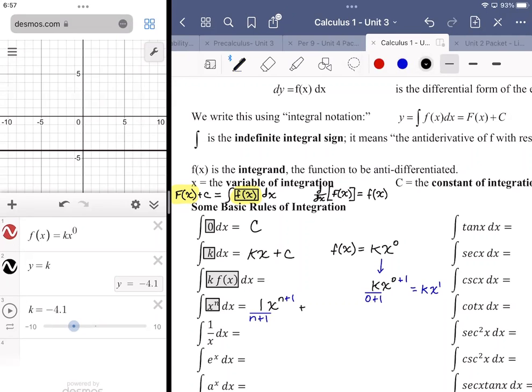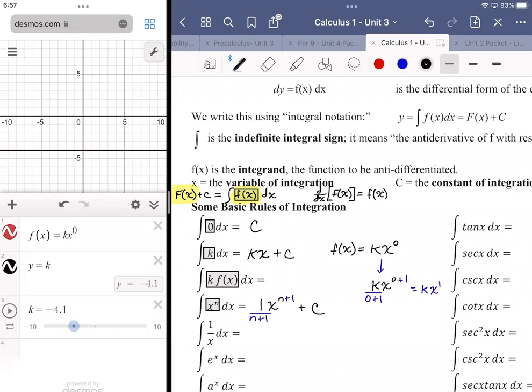But then I'm going to tack on a plus c at the end because there always could be a constant of integration. If I take the derivative of a constant, I should get 0 as a result. So just remember, the way to check this is to just take the derivative of the thing that you think is the antiderivative.